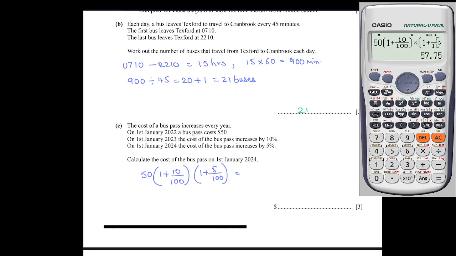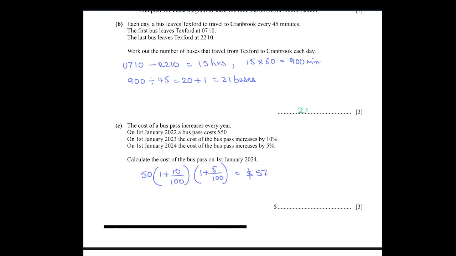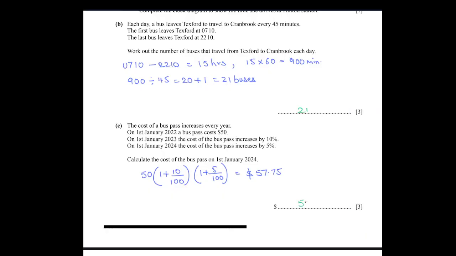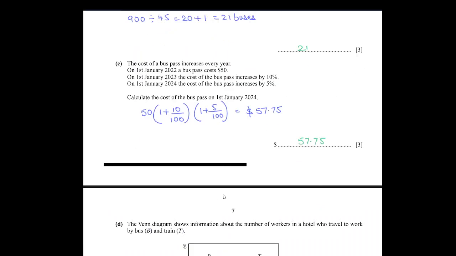57.75 is the cost of the bus pass on 1st January 2024. $57.75. This is question number C.